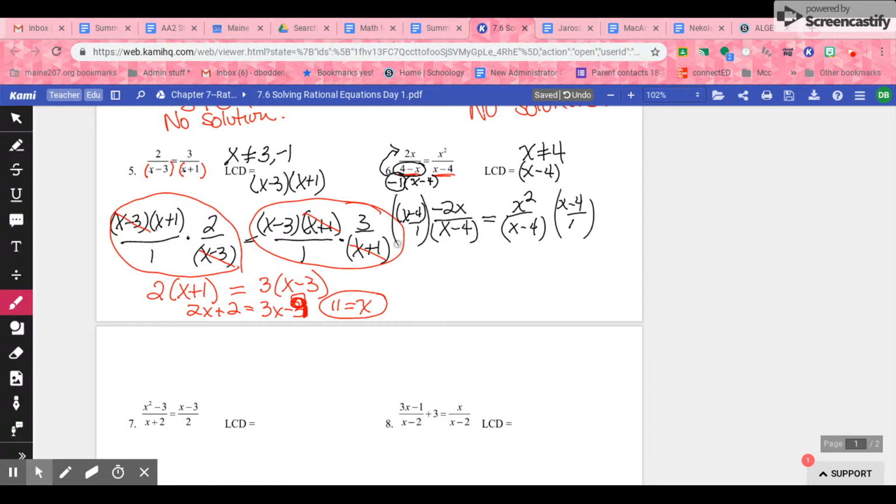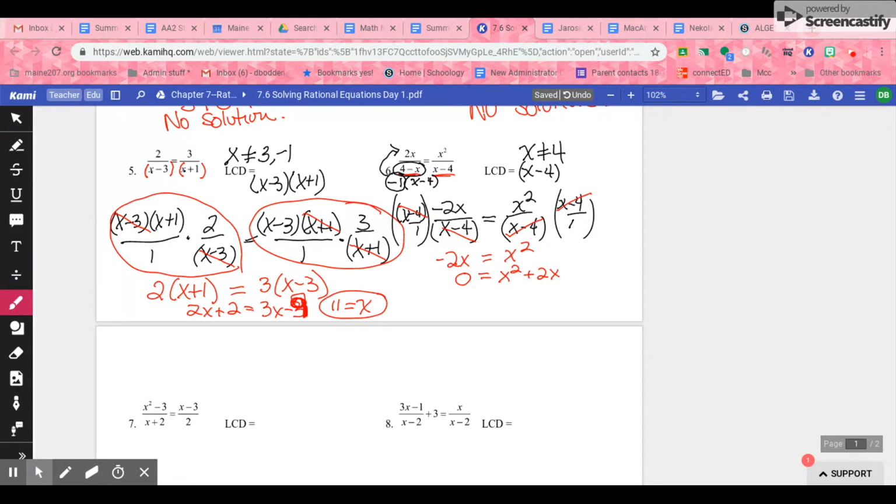And when I do that, my x minus 4's divide out, and I get -2x. On this side, the x minus 4's divide out, and I have x squared. Now we're left with a quadratic. And when we have a quadratic, we want to get our quadratic equal to 0. So I'm going to add this 2x to both sides.